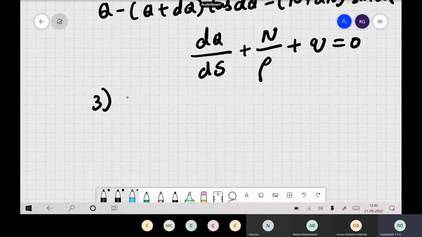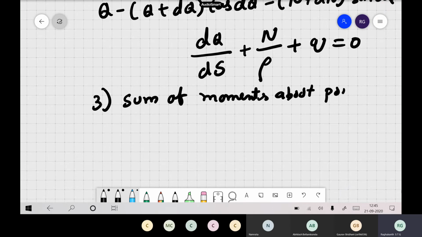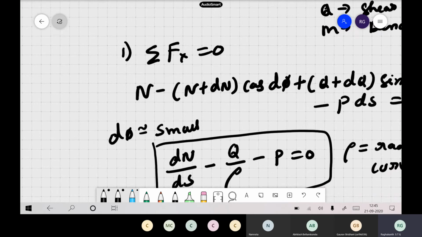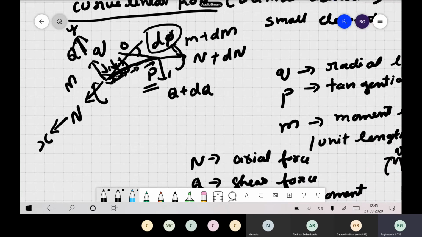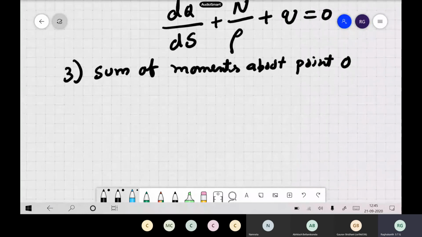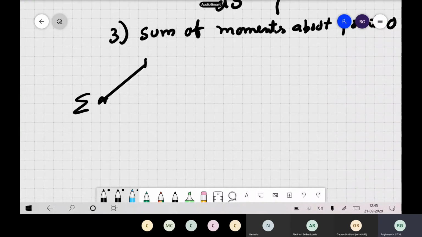Now similarly the third one: if you take the sum of the moments, the moment equilibrium for this curved element, moments about a point, about this origin. If you take this point O, so O is this place, and you write all the components here, you have to resolve carefully. If you do all the things, sigma m naught is 0.